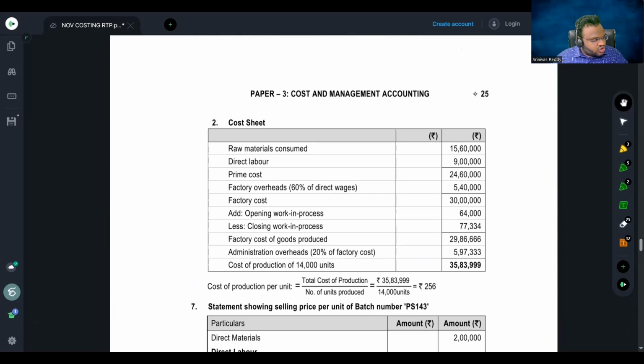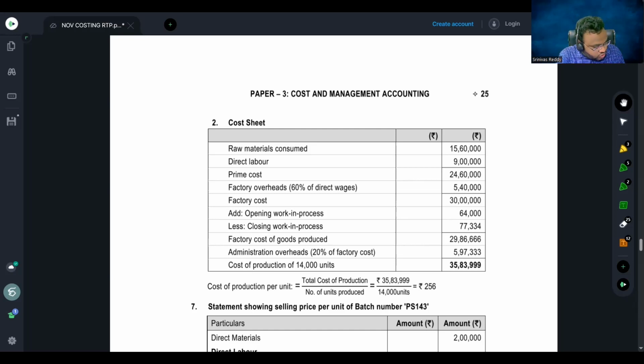How much is raw material consumed, Amma? So raw material consumed is 15,60,000. For this, you will add direct labor. You will be arriving at factory cost, prime cost.